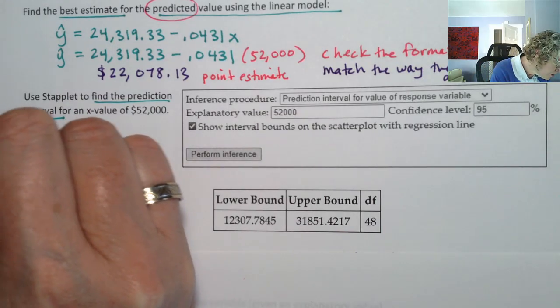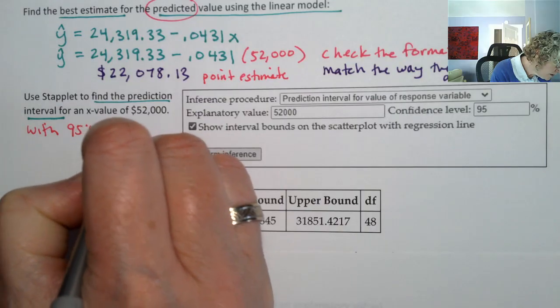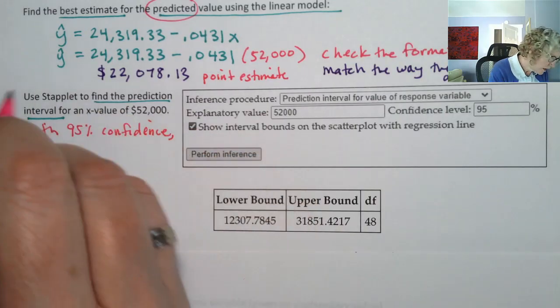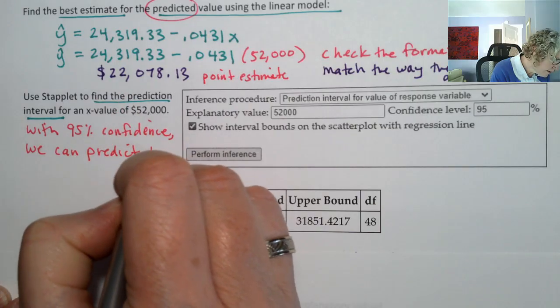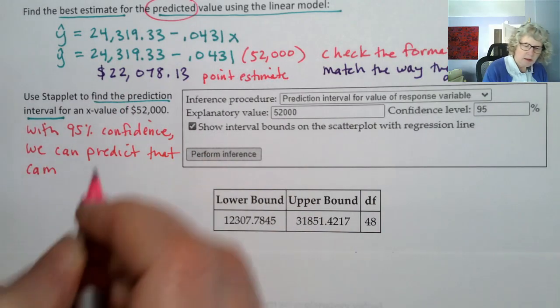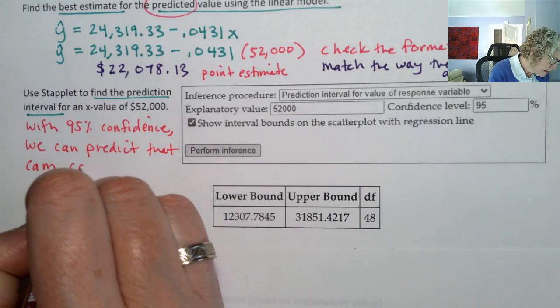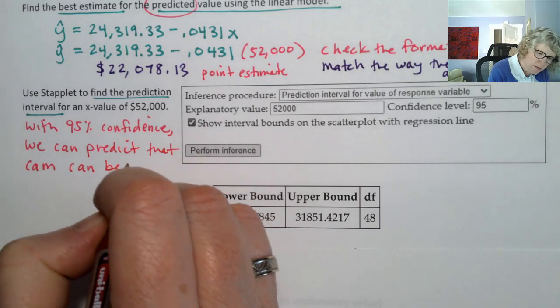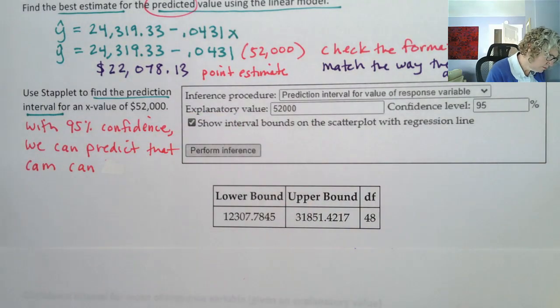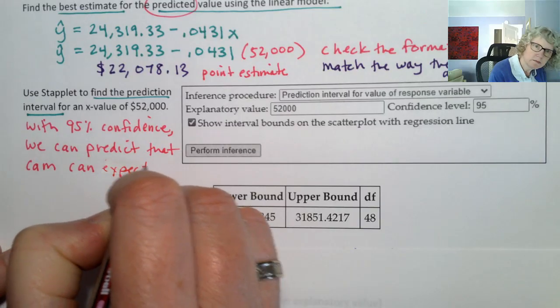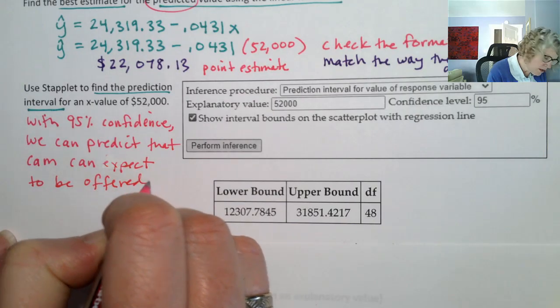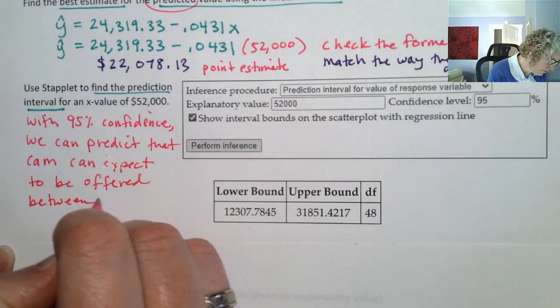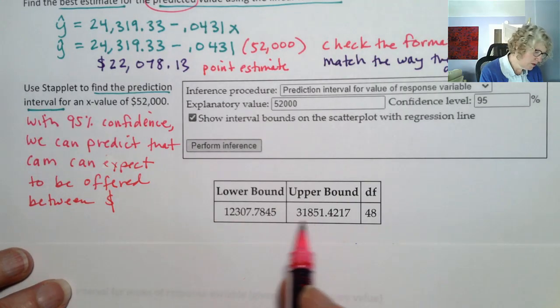Okay, so with 95% confidence, we can predict that Cam or Cam's family can expect to be offered between these two values, and they're positive, so they go from lower to higher.